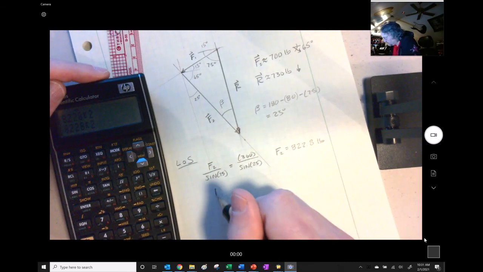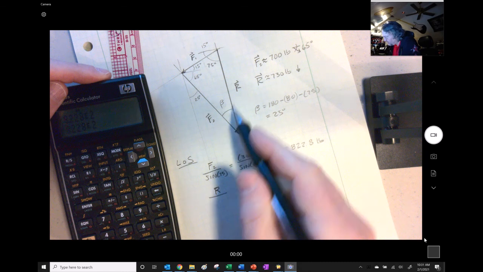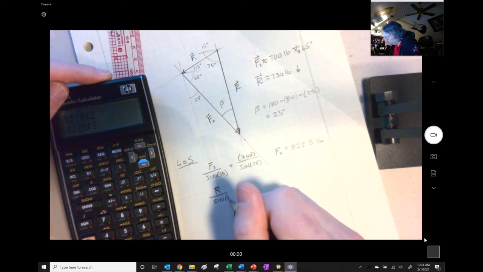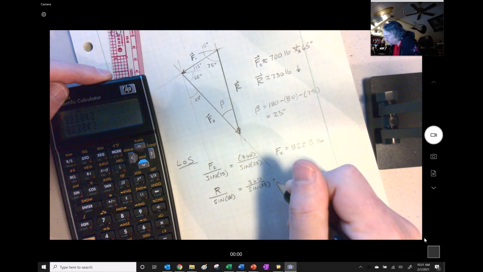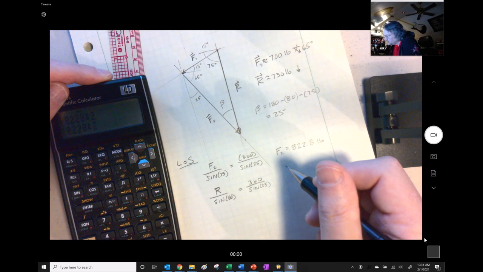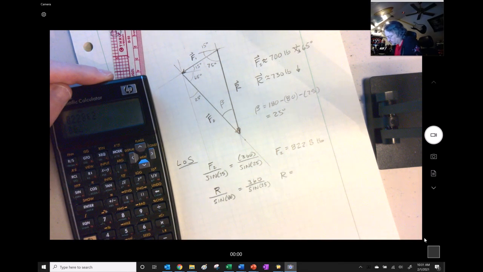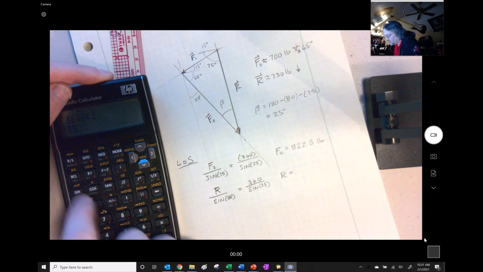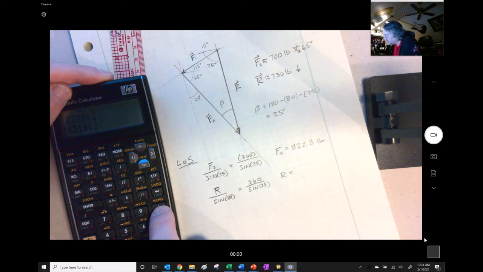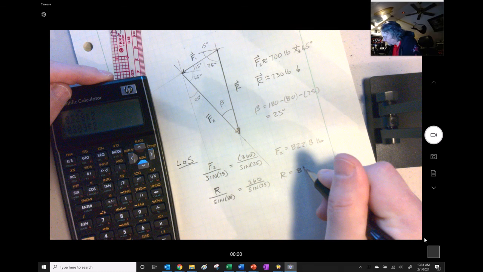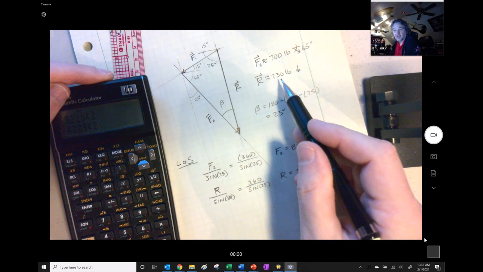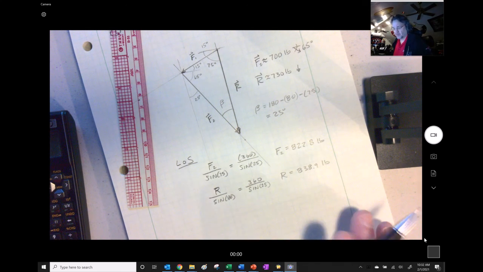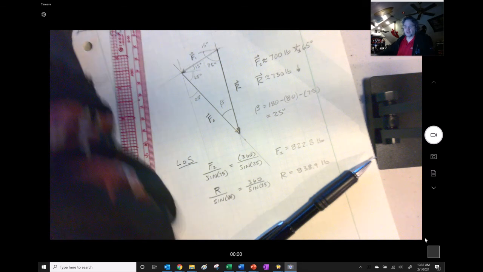What about my other one here? R divided by the sine of 80. Once again, let's take the 360 and the sine of 25. 360, sine of 25, divided, and then we take the sine of 80 and multiply, and I get 838.9 pounds. So that's quite different from what I had over here. I must have done something wrong somewhere along the lines. So that's not good.